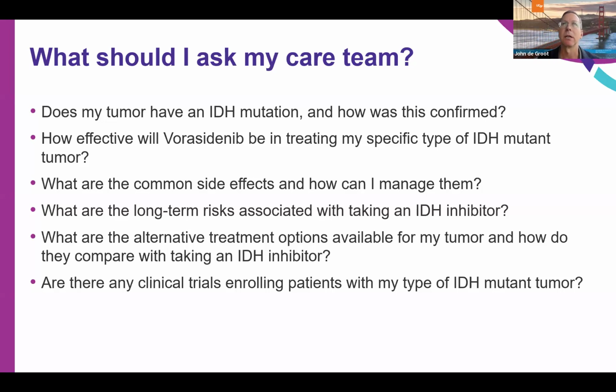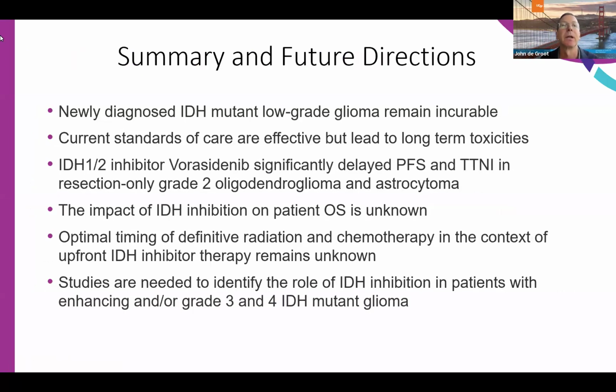In young adults, thinking about fertility and not being able to be on an IDH inhibitor during that time period is an important consideration. What are alternative treatment options? And then how would those compare, both in terms of toxicity, short-term and long-term toxicity, and also outcome? And are there any clinical trials that are enrolling patients with my type of IDH mutant tumor? All important things, I think, to ask.